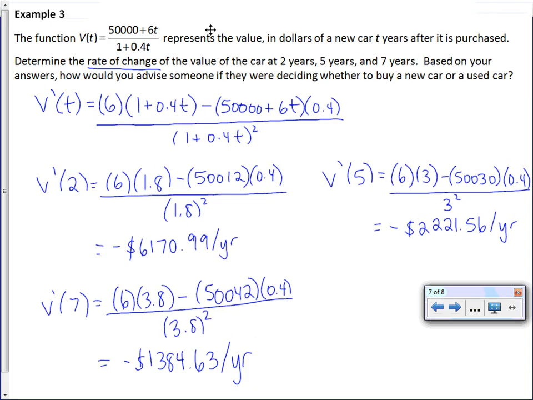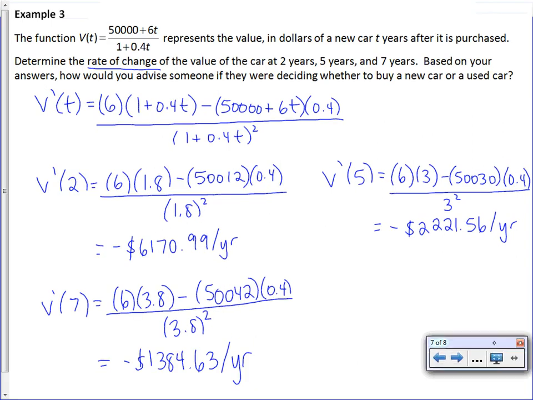So what does this mean logically? As time passes, what's happening to the rate of the value of the car? It decreases. Let's just assume you're not buying it new, you have to decide when you're going to buy this car. If you had to decide you're going to buy a 2-year-old car, a 5-year-old car, or a 7-year-old car, what do you think would be your best bet?